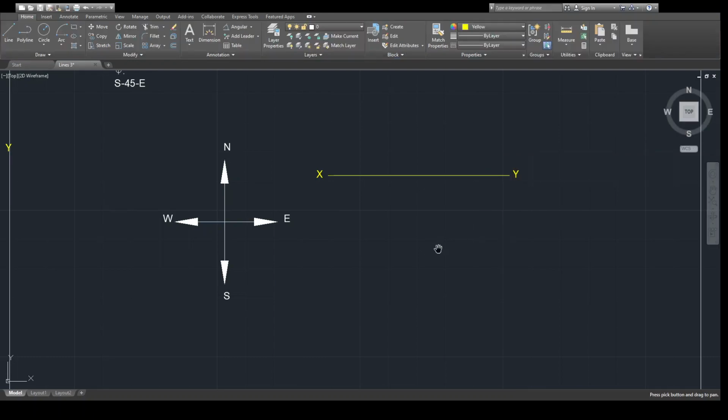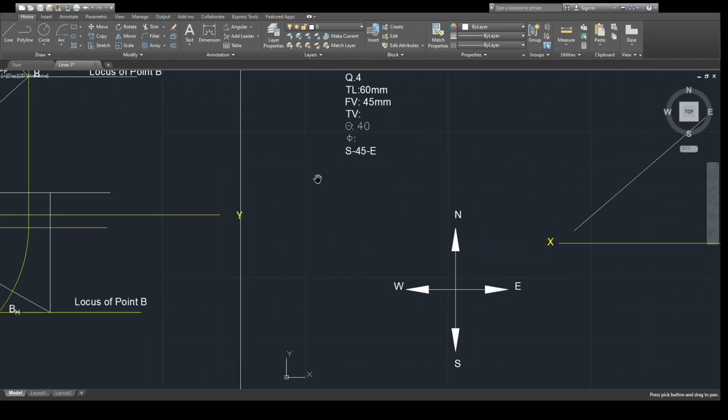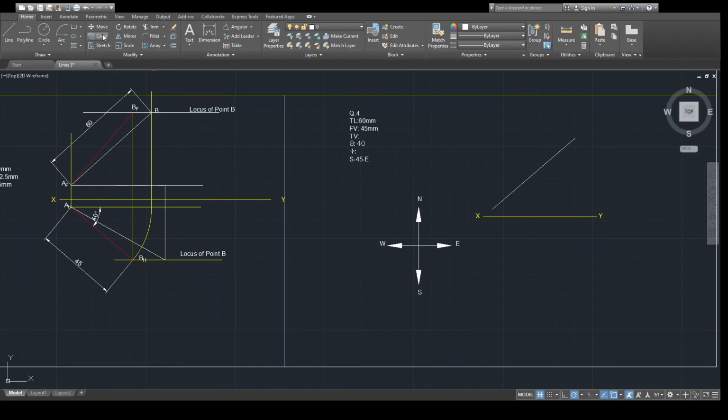Now what is given here? True length 60 mm, so I will draw the true length. True length 60 and its inclination is 40 degrees. So we will take one more point at random. The length is 60 mm. What about the angle? 40 degrees. So this is our line. We'll call this point AF. Again, I will not waste much time; I will copy from this particular point. So this is my AF.